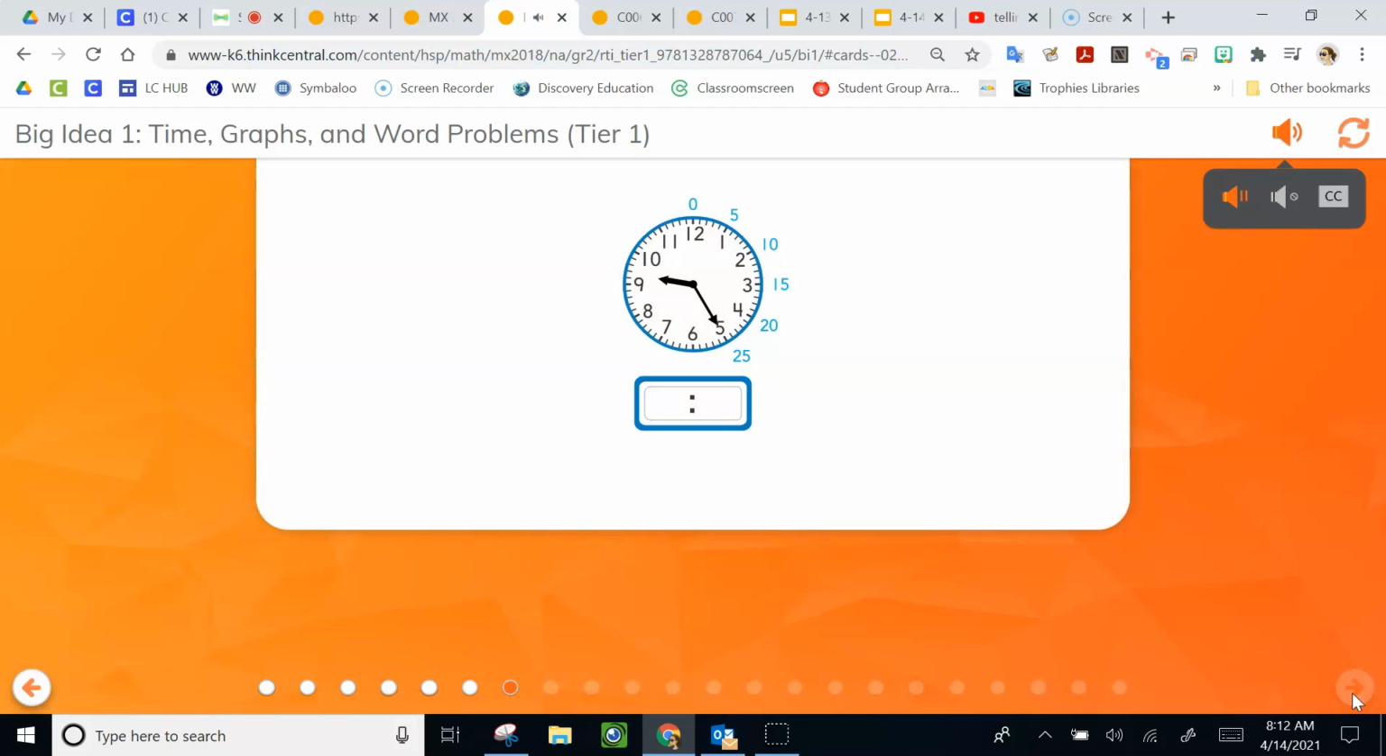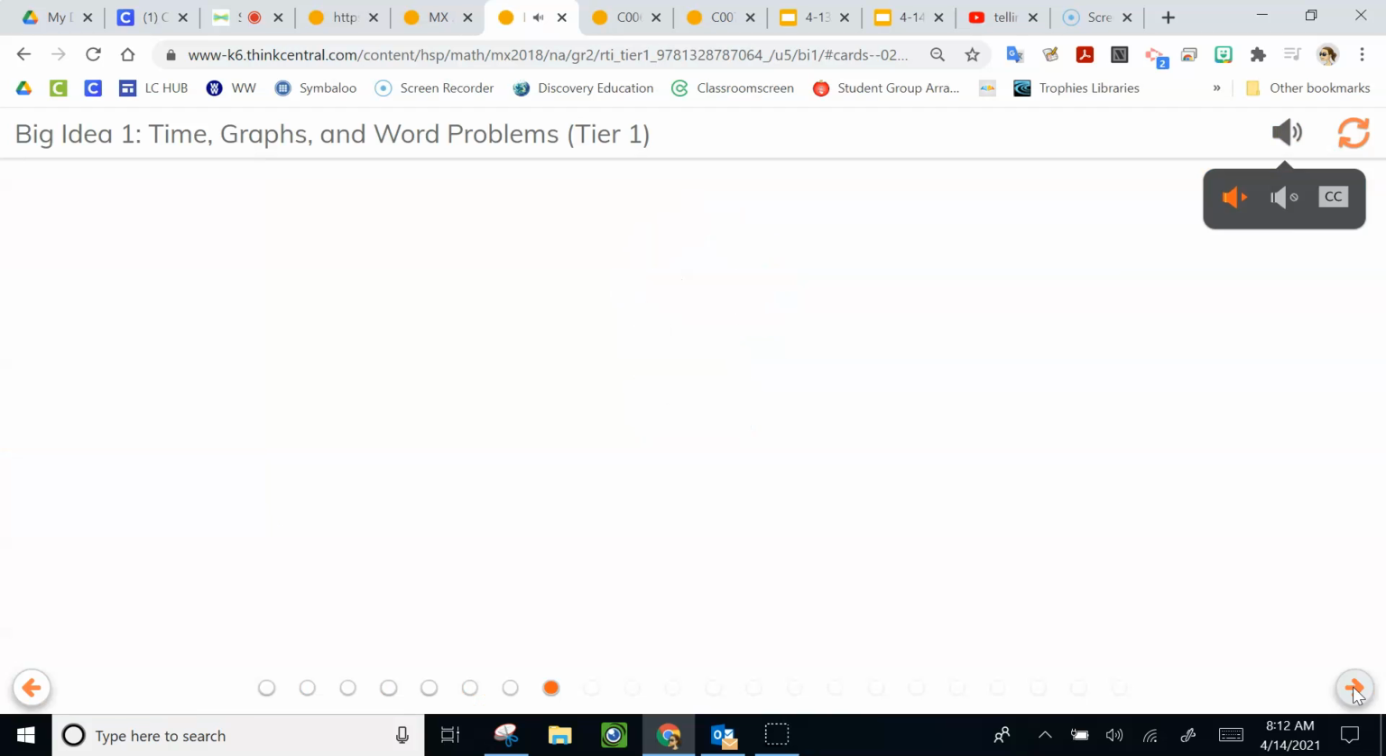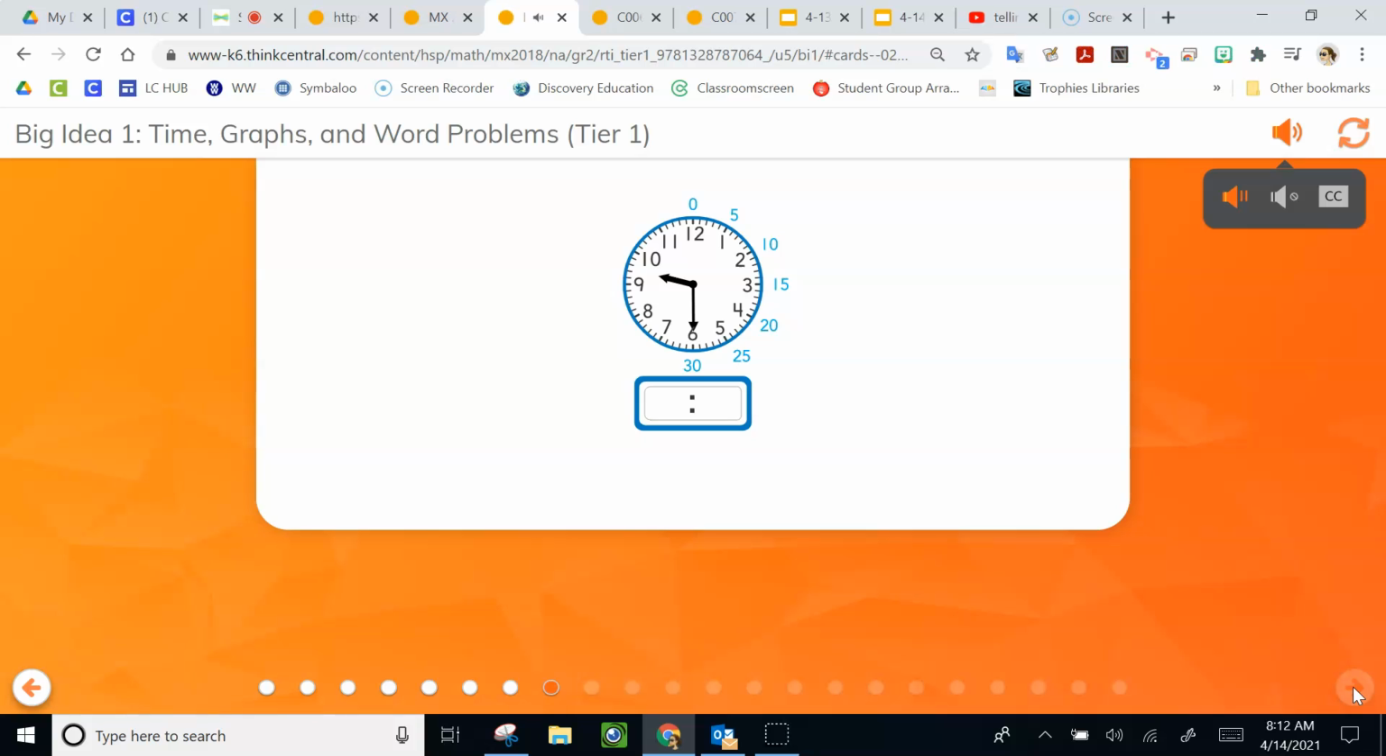What time is it now? Tap or click the clock to check your answer. It is 9:25. When the minute hand points to the 5, it is 25 minutes past the hour. What time is it now? Tap or click the clock to check your answer. It is 9:30. When the minute hand points to the 6, it is half, or 30 minutes past the hour.